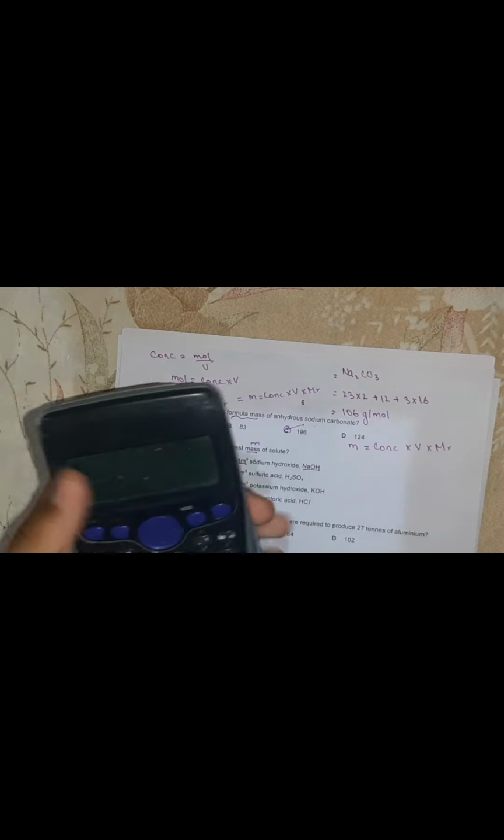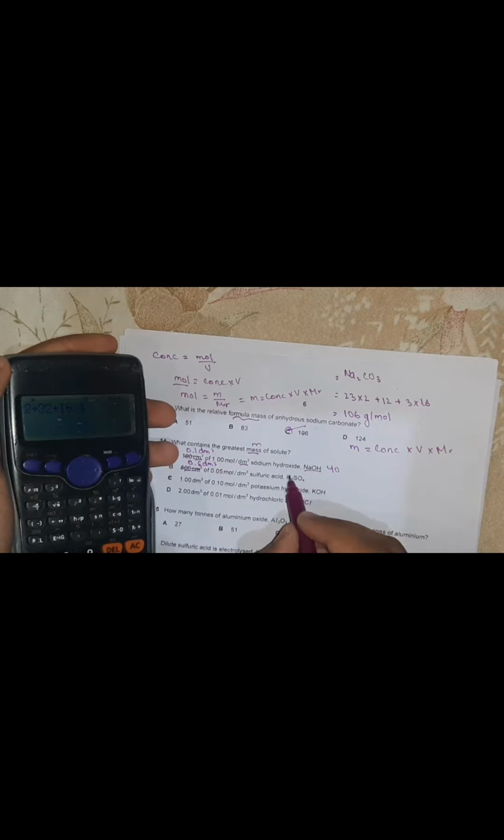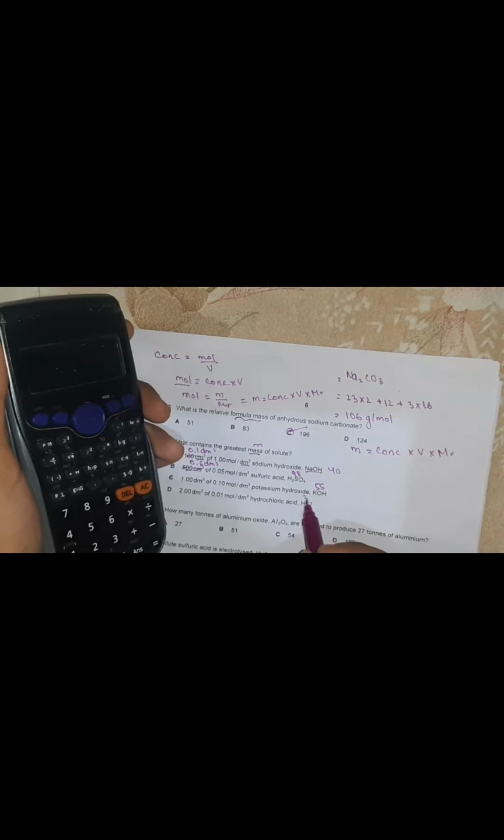So the MR of sodium hydroxide is 23 plus 16 plus 1, which gives us 40. Like all of these, we have to calculate the MR of the others as well. So for sulfuric acid, 2 plus 32 plus 16 multiplied by 4, that's 98. And for potassium hydroxide, that's 39 plus 16 plus 1, which gives us 56. And for HCl it is 35.5 plus 1, which gives us 36.5.